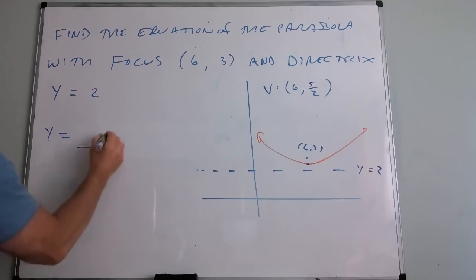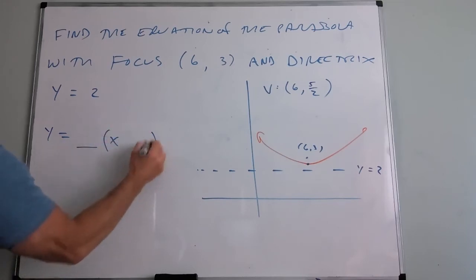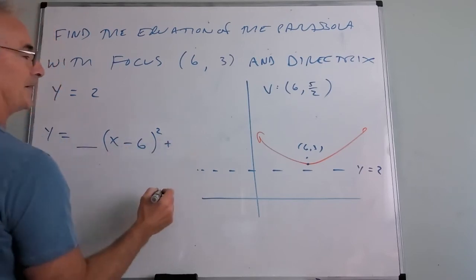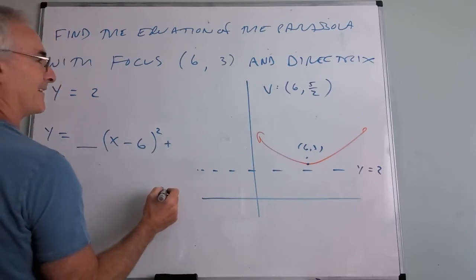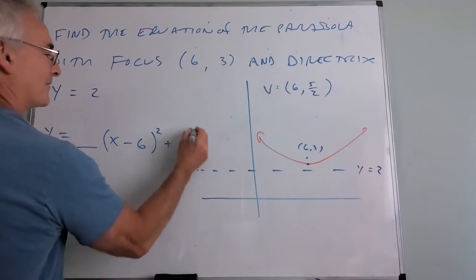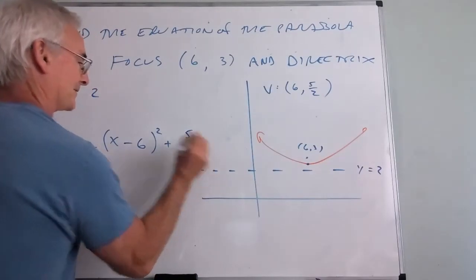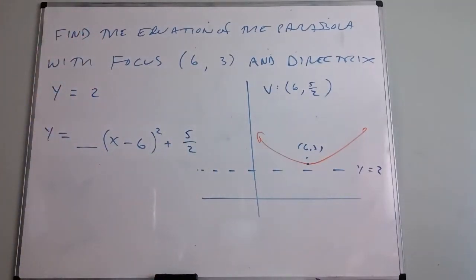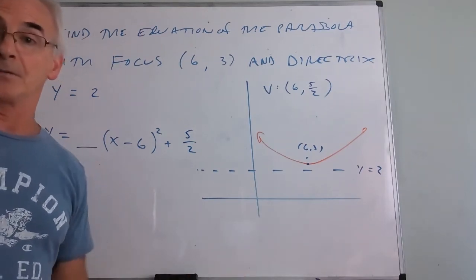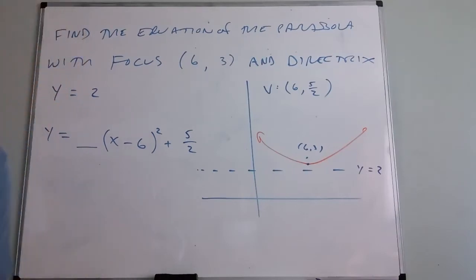I'm going to put a blank, x minus 6, plus k, which is 5 halves. I'm leaving a blank here. What goes here? 1 over 4p. Oh, we don't know what that is yet. Do we have enough information to figure that out?